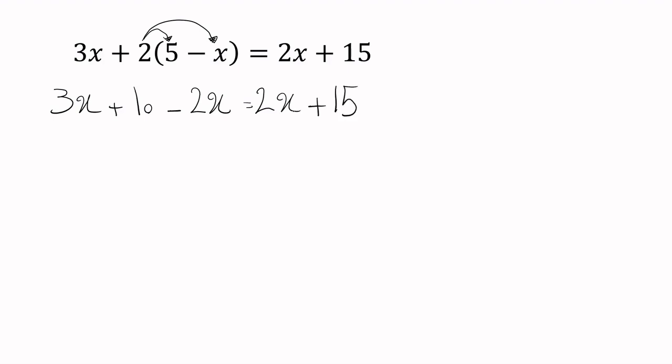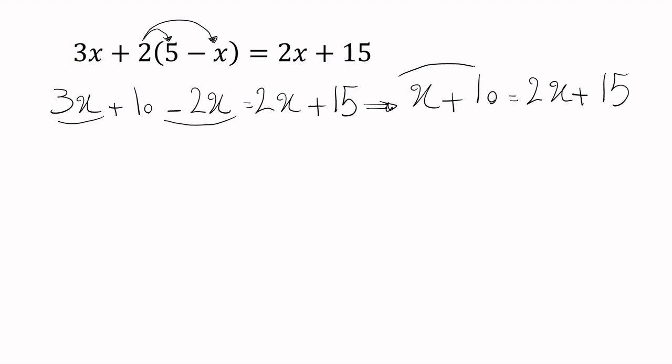Okay, can I simplify it more? Yes, in the first side I have minus 2x and 3x, and I can add them together. So I'm going to have x plus 10 is equal to 2x plus 15. Now both sides are in the simplest form. So I'm going to allocate this side for variables and this side for numbers. In the variable side, do I have any extra term? Yes, this 10. This 10 must be eliminated. But how? I'm going to solve it by inverse operation.